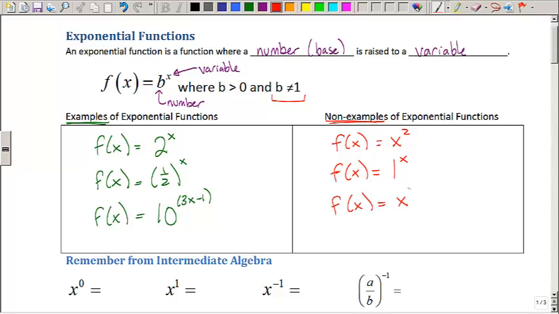The last one is x to the x. We do have an x in the exponent, but my base is not a number or constant, so therefore this is not an example of an exponential function.